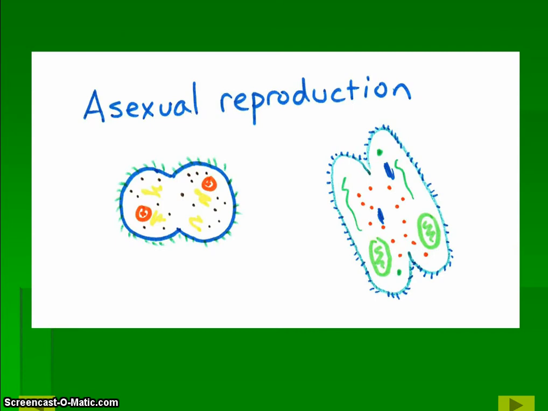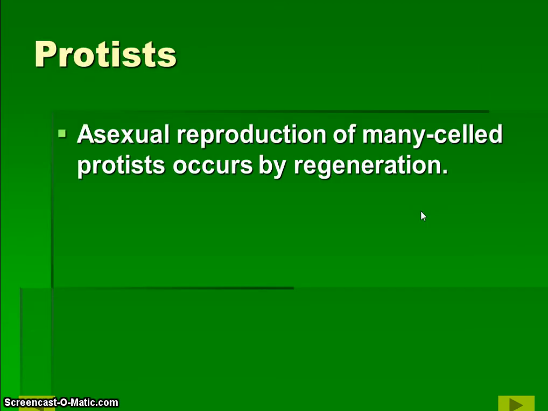So they are going to have all the same physical features of those two. They'll have features that are the same in the original cell and in the new cell, and they'll have all of the same genetic material that's identical to each other. Or here we would have another example where they would have a nucleus, and they would have the genetic material inside the nucleus, and they would have all the features identical from one cell to the other within the protists. Now, asexual reproduction of many-cell protists occurs by regeneration.